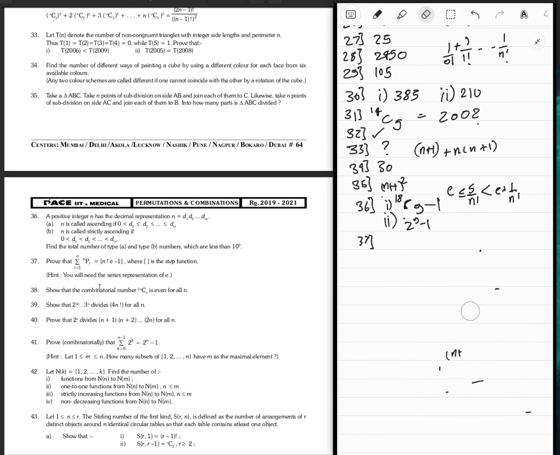So go to 38. Question 38 is: show that the combinatorial number 2nCn is even for all n. So it's 2n factorial upon n factorial squared, you can think of it like that. And you have to show that this is even for all n.